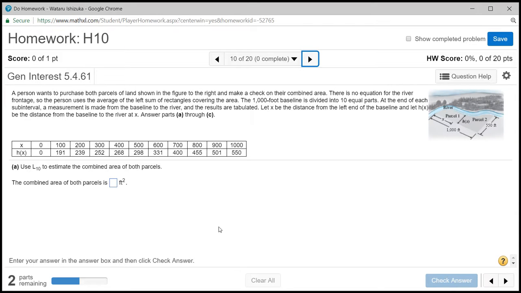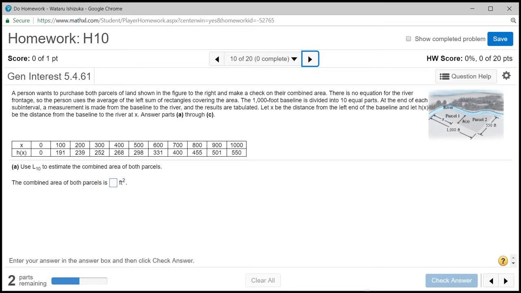All right, let's look at homework 10, problem number 10. We have some sort of region here, and we want to approximate the area. The measurements are given in this table. We're going to use the left sum with 10 subdivisions, so you have 11 measurements here. Let's do that.